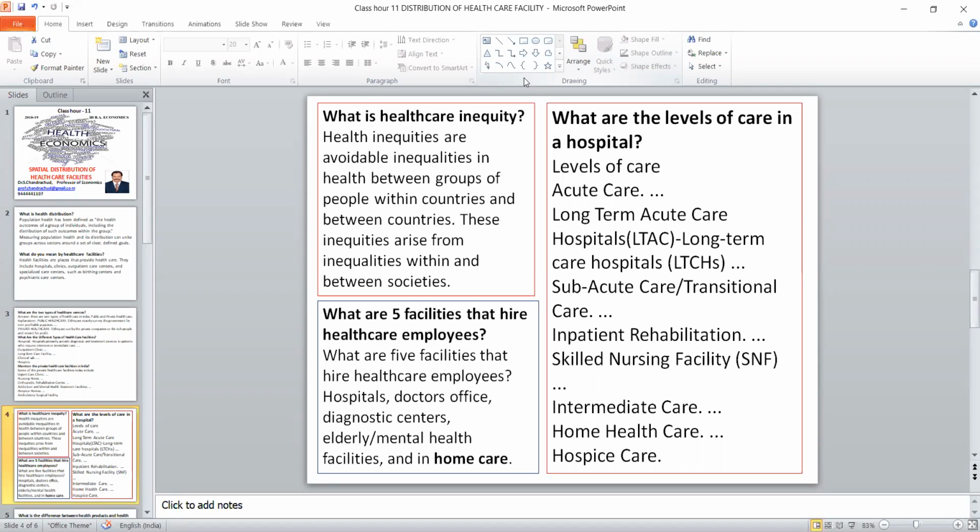There are different levels of healthcare facility. The basic level is just to get some antibiotics and other things, just diagnosing. The second one is acute care. Then long-term acute care, intensive care unit, and LTAC. People used to say long-term care hospitals. And apart from that, there are some sub-acute care and transitional care centers, inpatient rehabilitation.